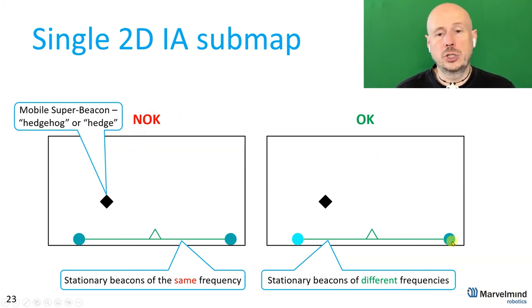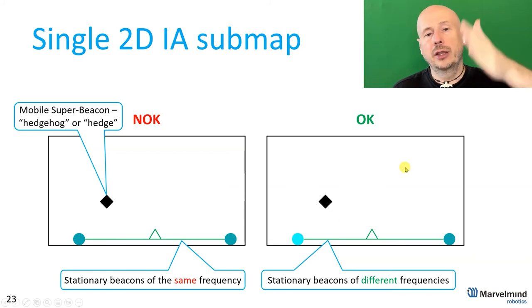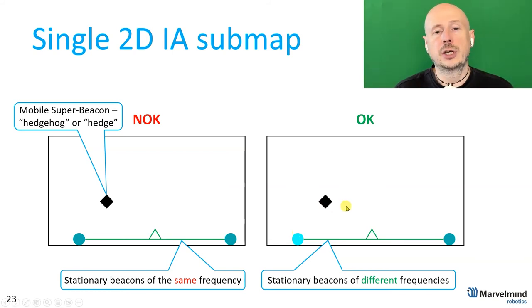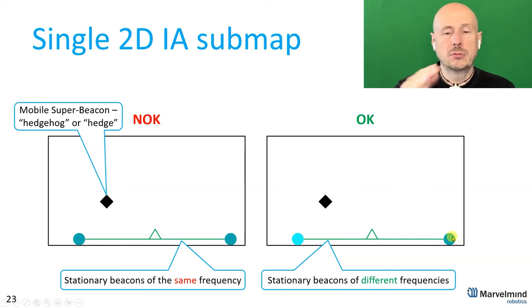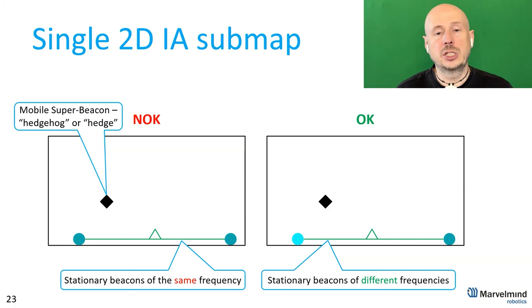This will work because this is 22 and this is a different frequency anyway. The system will know: okay, I received 25 kilohertz and the distance was, I don't know, 2 meters. I received a signal from 22 kilohertz and the distance was, I don't know, 7 meters. Okay, so this is my location. That's it. That's your mobile beacon's location. Done. Everything is done. So remember, the first and most important rule: each station beacon in the submap must have a different ultrasound frequency.